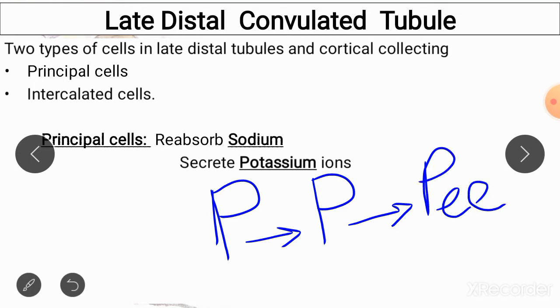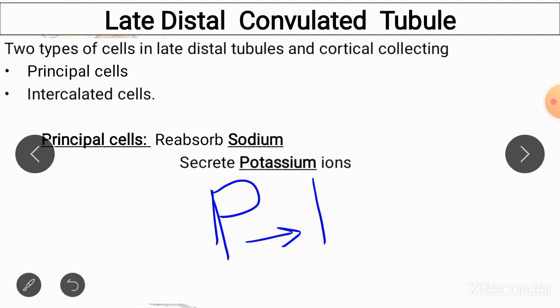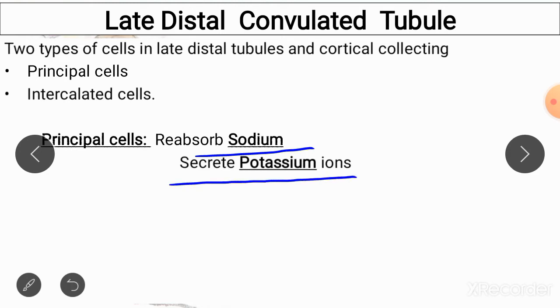Okay, so principal cells secrete potassium into the pee or urine. You must remember this. This is very, very important. You might be asked about the function of principal cells in sodium and potassium reabsorption and secretion. So you must know that principal cells are responsible for sodium reabsorption and secretion of potassium.